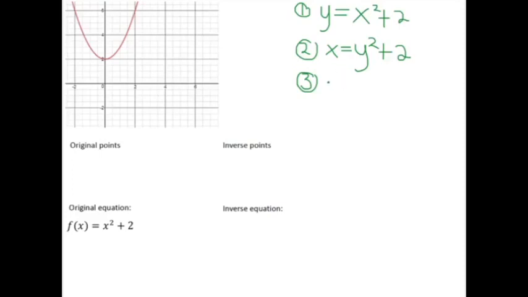So the first step of solving for y, I'm going to go ahead and write it as y squared plus 2 equals x, so that I have the y on the left side. And then I'm going to subtract 2. So these are going to cancel, and I have y squared equals x minus 2.